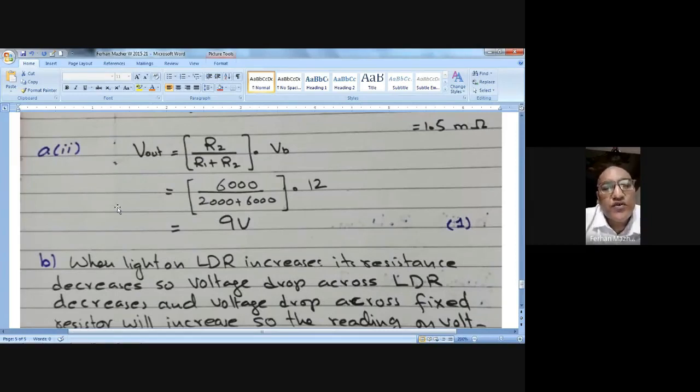If you do the calculation, the answer will be 9 volt. So the reading on the voltmeter will be 9 volt. The V out reading will be 9 volt. It's a 1 mark numerical. And don't forget this formula about the potential divider: R2 divided by R1 plus R2, into V of the battery.